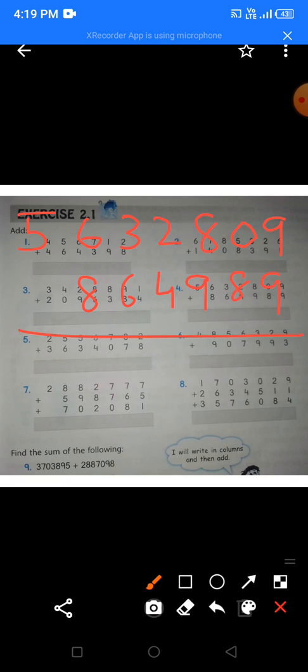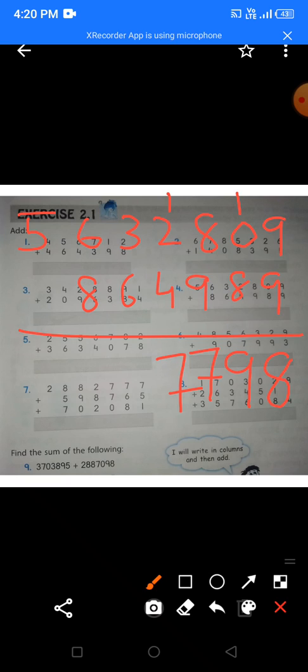This is your number. 9 plus 9 gives you 18. So I have written here 8 and I have carried 1. So 1 plus 8 is nothing but 9. So no carrying, nothing. 8 plus 9 is 17. Okay children, so I am writing here 7. I have carried 1 here. So 1 plus 2 is 3 and 3 plus 4 is 7. So again I am writing here 7.